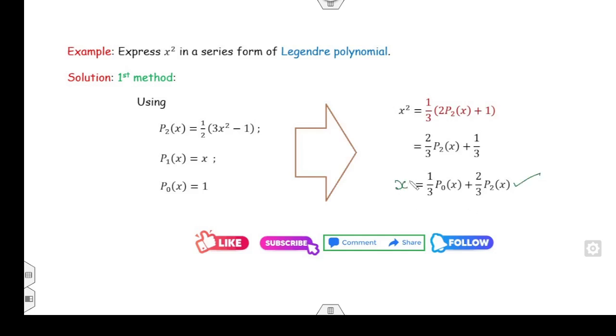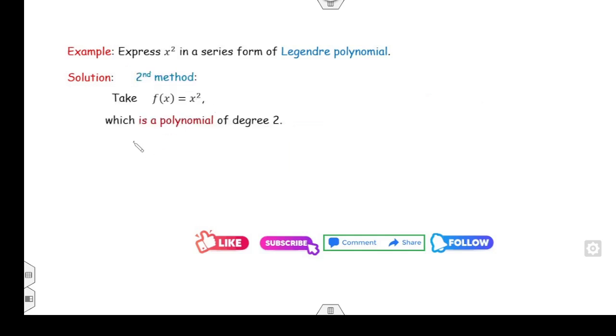So you see, you have written the polynomial in terms of the Legendre polynomials. That is the first method, with the help of the Legendre polynomials. The second method is, I can express f(x), because it's a quadratic, as c0 plus c1 P1(x) plus c2 P2(x), where c_n is defined in this manner.